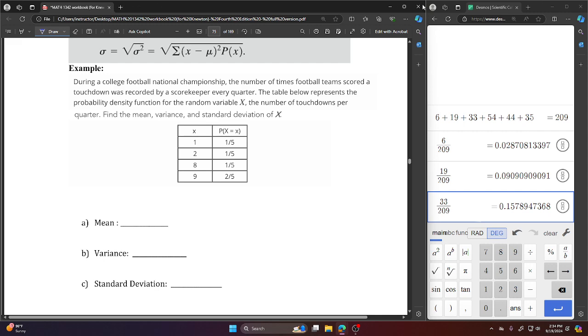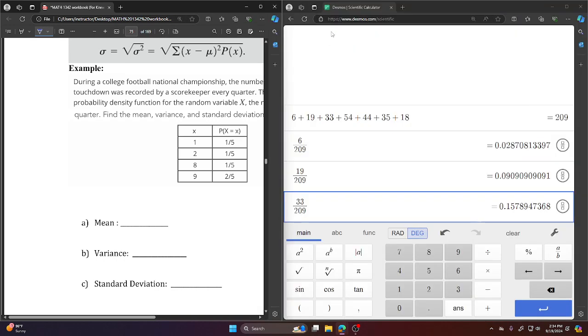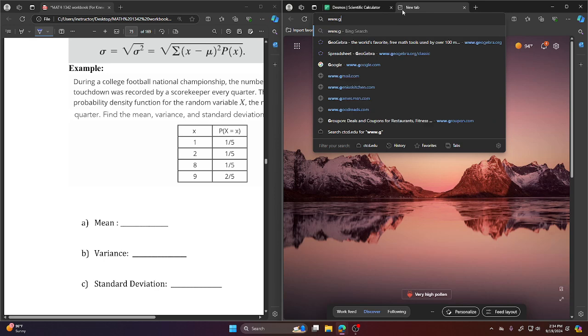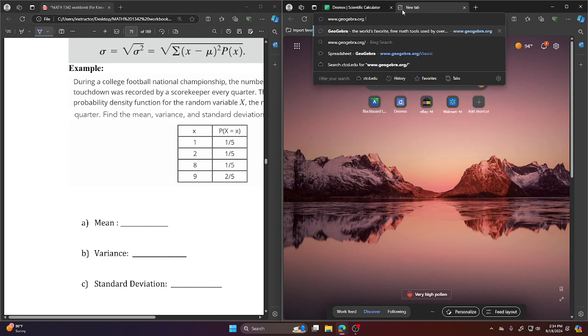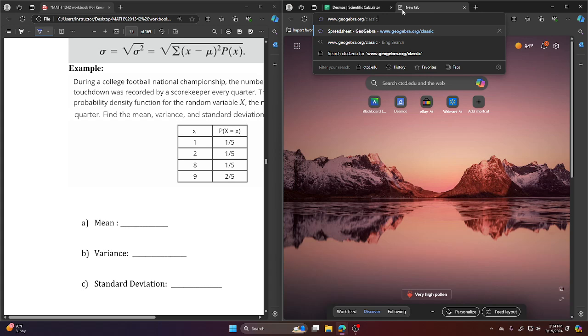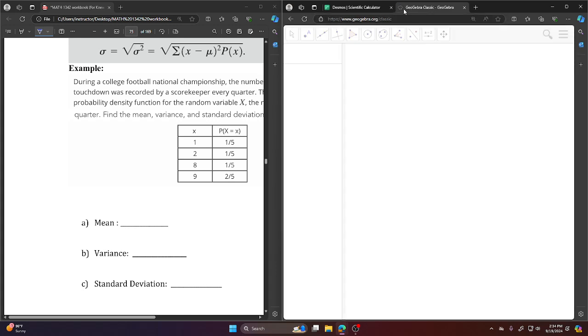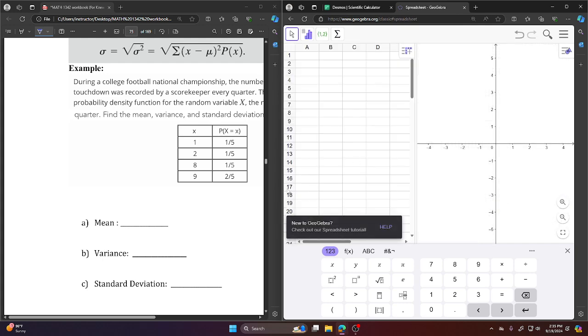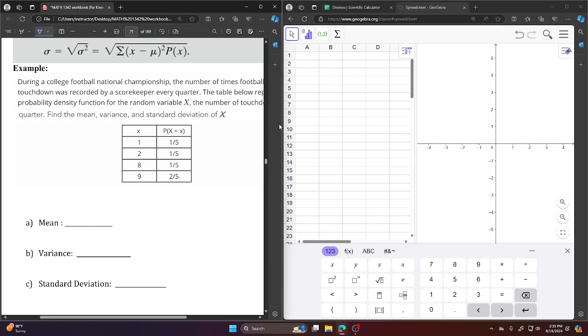So how do I get back to GeoGebra? I'm going to go to geogebra.org/classic. And again, there might be a button somewhere. I don't know. I'm just old school, I guess. Spreadsheet. And I want to put these in. I want to put all that stuff in here. 1, 2. 2, 8. Did you see what they did?